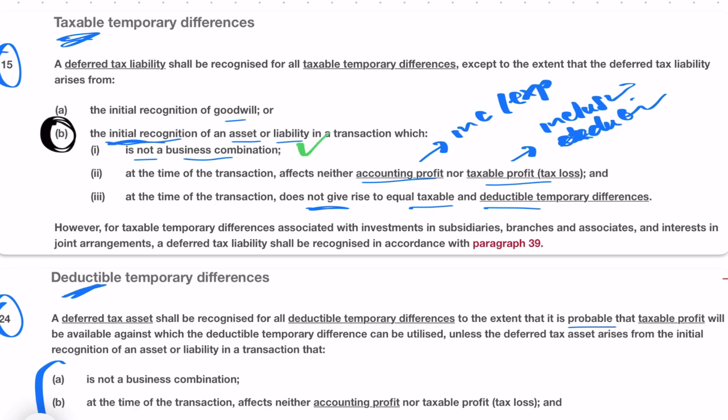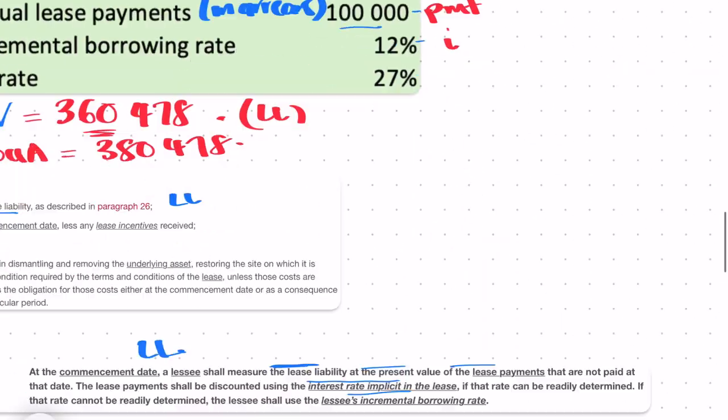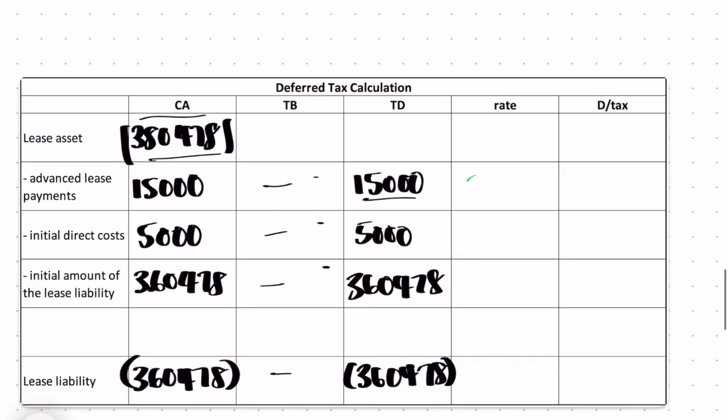Okay, at the time of the transaction, it must affect neither accounting profit nor tax profit. So do we meet that criteria? Well, no, we don't. We don't meet it because when we paid the lease payment, we've already gotten a deduction from our taxable profit. So it did impact our tax profit, so we fail on that criteria. So because we fail on that criteria, we have to account for deferred tax. So we're going to have deferred tax here, 27%, which is 4,050.